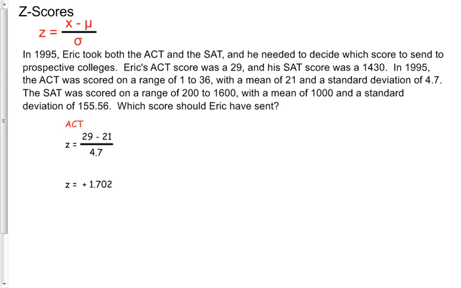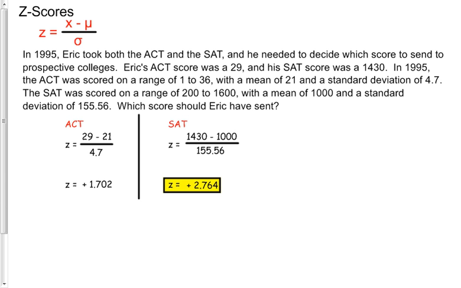Then we're going to do the same thing with the SAT, and we're going to compare those numbers. With the SAT, we plug in the 1430 and the 1000 for the mean, and the 155.56 for the standard deviation, and we find that an SAT score of 1430 gave us a z-score of a positive 2.764.